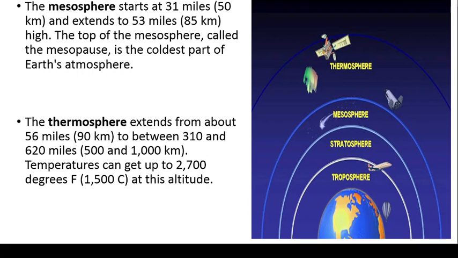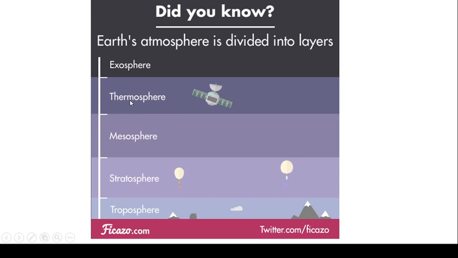So there are four major layers which we have to study. First is the troposphere, where we can survive, and as we go higher in the troposphere there is a reduction in temperature. Next is the stratosphere. In the stratosphere we can see that ozone gas is present.